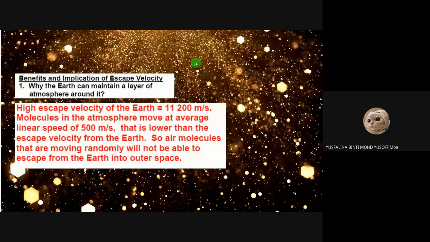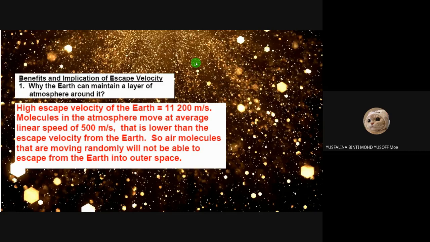So this is the escape velocity for the Earth, 11,200 meters per second. It means if you want to launch a rocket, you have to make sure that the rocket can achieve 11,200 meters per second. Then it can be launched to outer space and will not come back to the Earth.